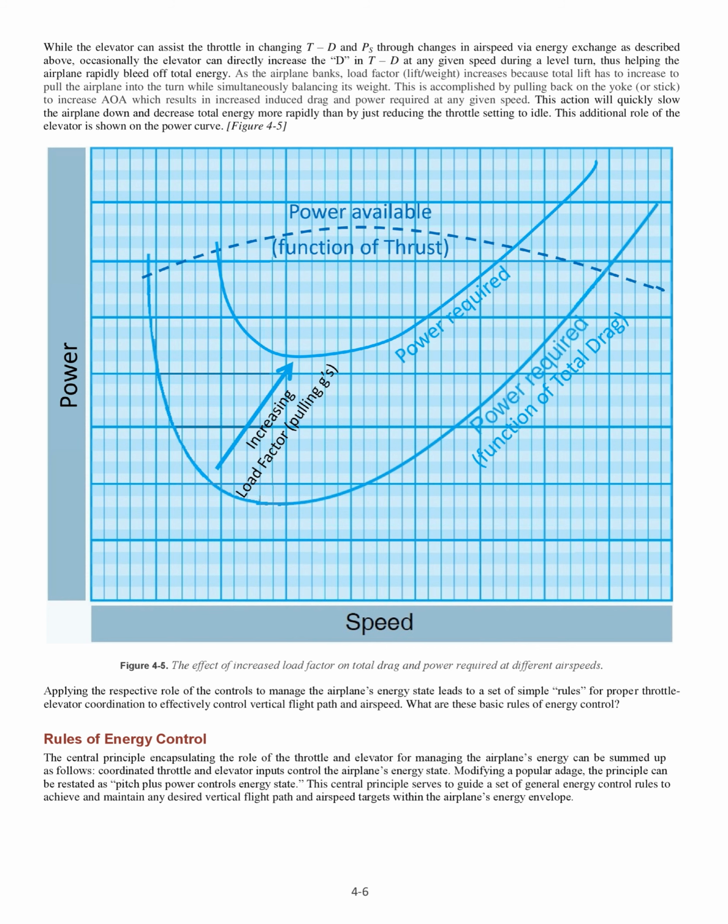Applying the respective role of the controls to manage the airplane's energy state leads to a set of simple rules for proper throttle elevator coordination to effectively control vertical flight path and airspeed. What are these basic rules of energy control? Rules of energy control. The central principle encapsulating the role of the throttle and elevator for managing the airplane's energy can be summed up as follows: coordinated throttle and elevator inputs control the airplane's energy state. Modifying a popular adage, the principle can be restated as pitch plus power controls energy state. This central principle serves to guide a set of general energy control rules to achieve and maintain any desired vertical flight path and airspeed targets within the airplane's energy envelope.